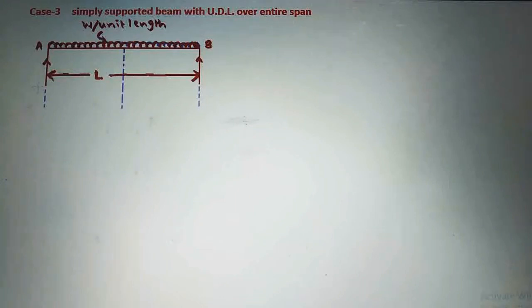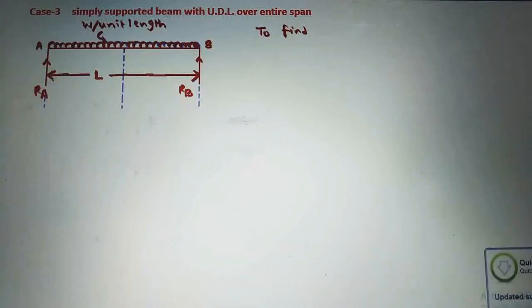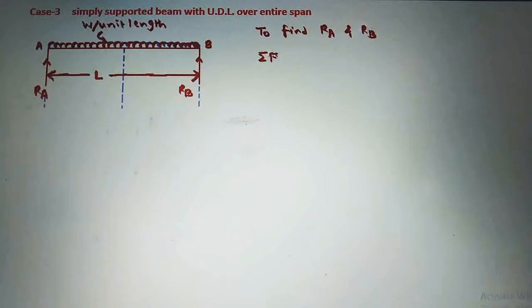Now the first step we have to do here: first we have to find out these support reactions. Support reaction at A is Ra and support reaction at B is Rb. So we have to find out these Ra and Rb first. So we will write here, to find Ra and Rb.